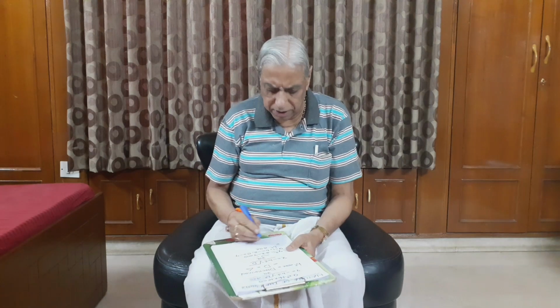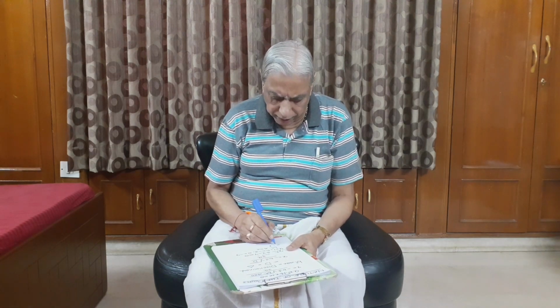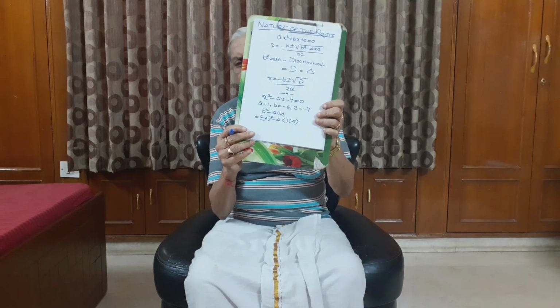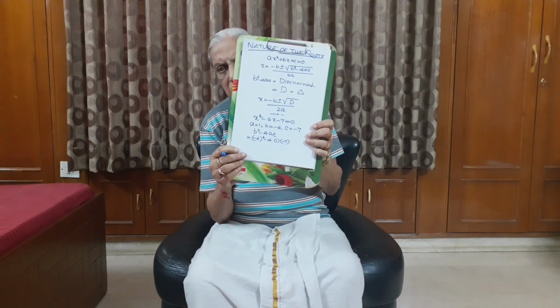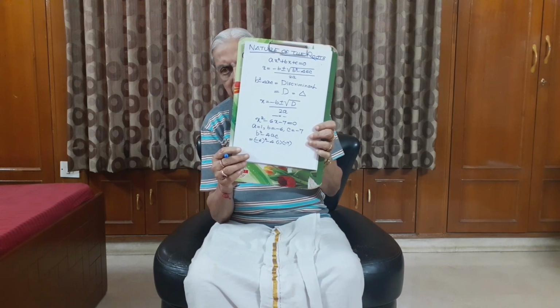What is the value of b? Minus 6, the whole square, minus 4 into a, which is 1. What is the value of c? Minus 7. Okay. Now I substitute: minus 6 the whole square minus 4 into a into c. I have substituted a, b, c.